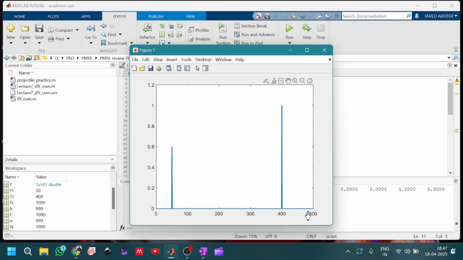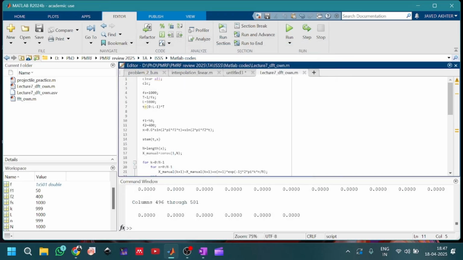And how far can we go? You can go up to 500, because our sampling rate is 1000. If we check with a different frequency, it will not give us the desired one, because of the Nyquist frequency. If your sampling frequency is fs, then the maximum frequency that you can extract from your signal is fs by 2.